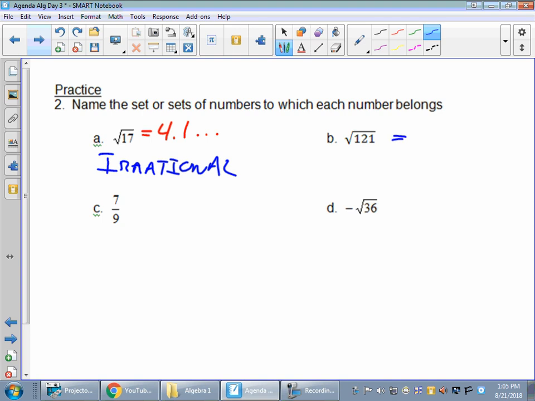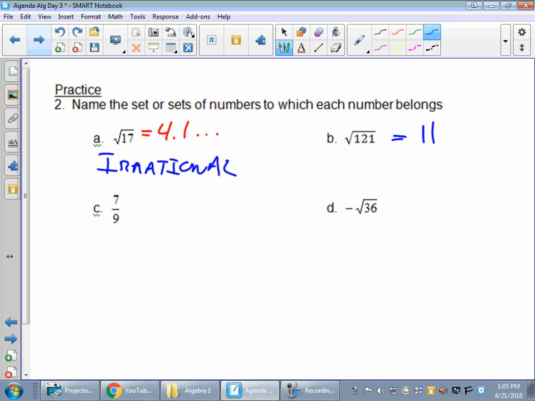Letter B. Some people don't know they're perfect squares, but this turns out to be a perfect square. If you punch in square root of 121 in your calculator, you get 11. And so you could kind of name what number sets that belongs to: rational, integer, whole number, natural number, basically all of them.